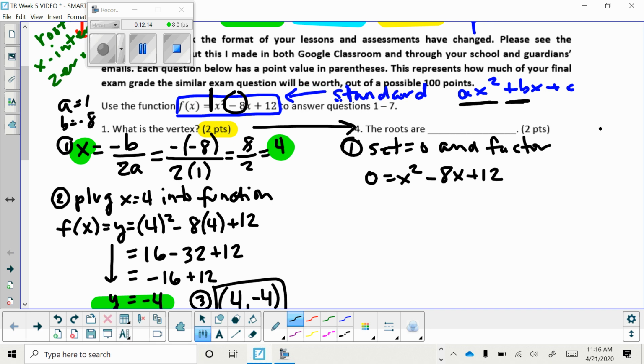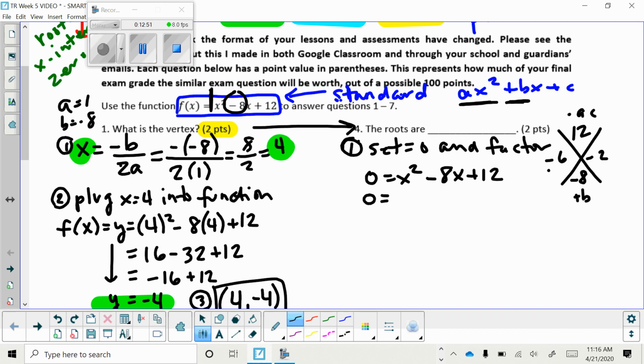So using our cross method, remember what multiplies to AC and adds to B. So AC is 1 times 12, which is 12, and B is -8. And the 2 numbers that multiply to 12 and add to -8 are -6 and -2. So we set this up using grouping. If you like a shorter method that gives you the correct answer, you're welcome to do that.